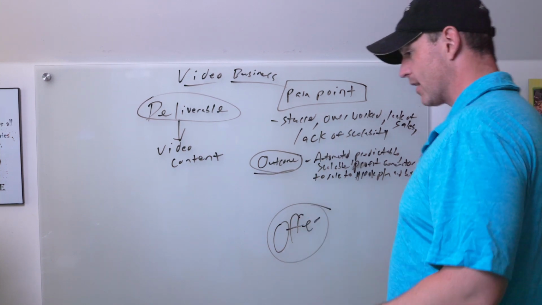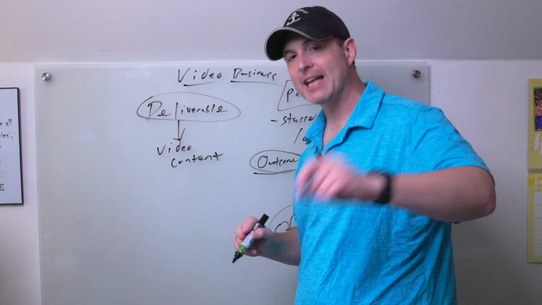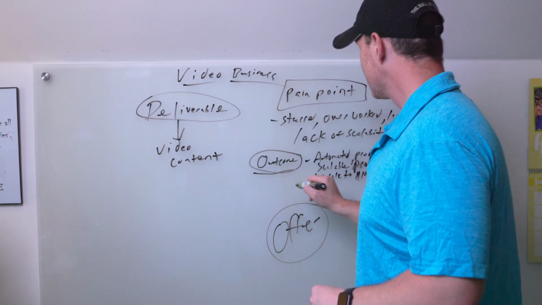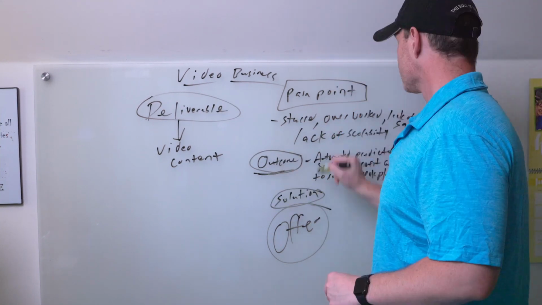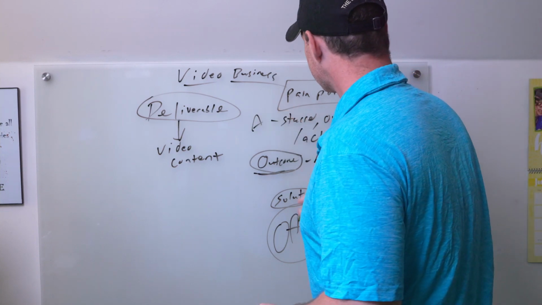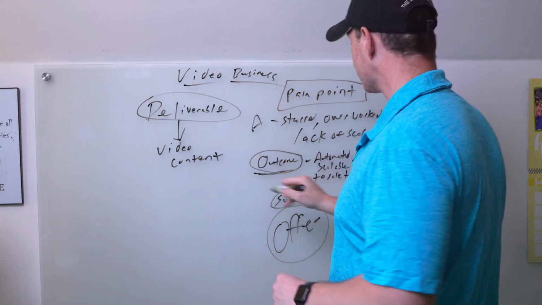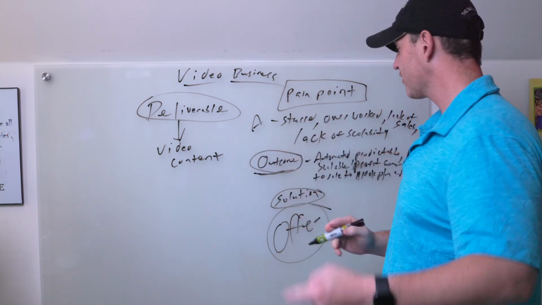Sell people what they want and then deliver what they need. So only now can we go back and link the deliverable to this, because it's the solution. So we have our avatar pain points. We have the desired outcome based on those pain points.